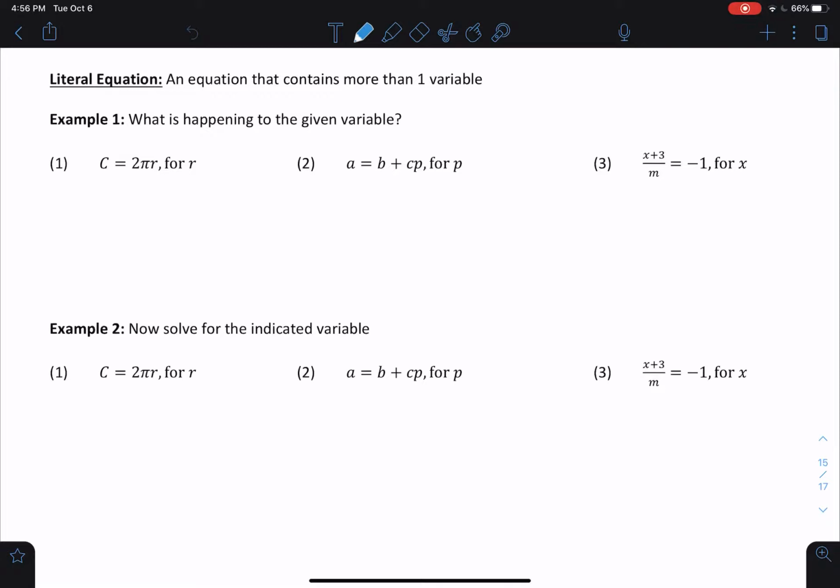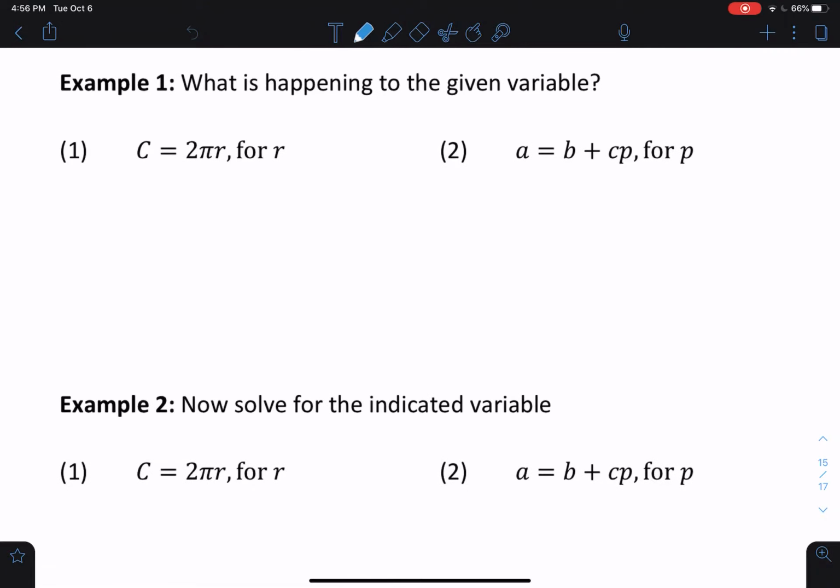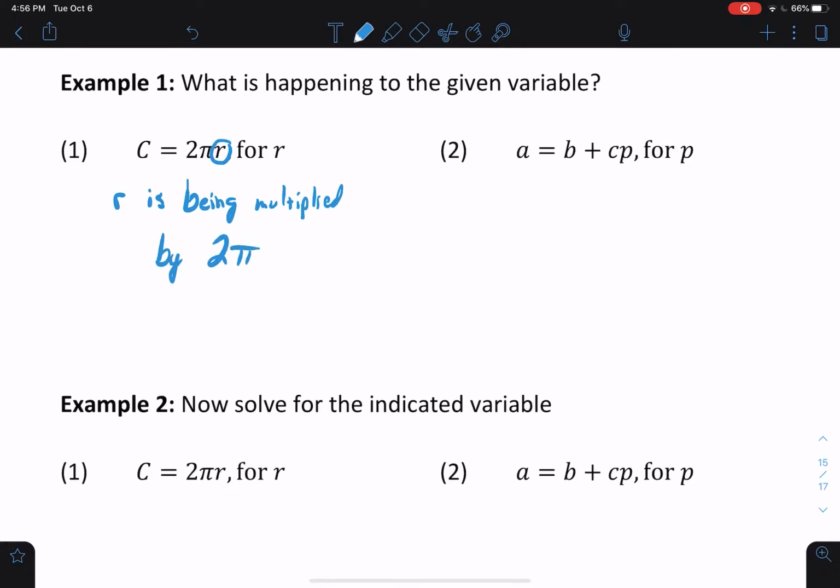Okay, so in example 1, c equals 2 pi r. We want to solve this equation for r. We want to get the r by itself. So what's happening to r? r is being multiplied by 2 pi. 2 pi is multiplying the r.